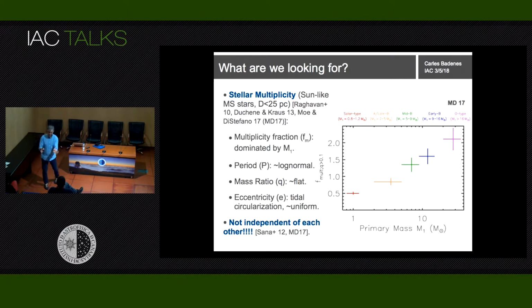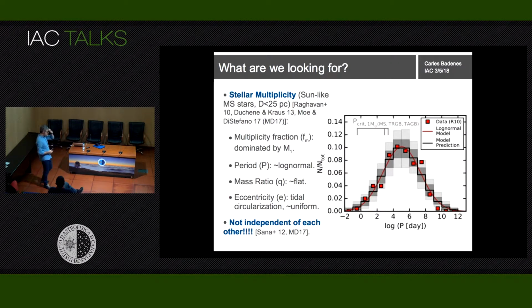We know some things. We know the multiplicity fraction is a very strong function of primary mass. We know that more massive stars tend to be in multiple systems more often. For stars that are about a solar mass, the multiplicity fraction is around 0.5. But for stars that are core collapse supernova progenitors, practically all of them are in multiple systems.